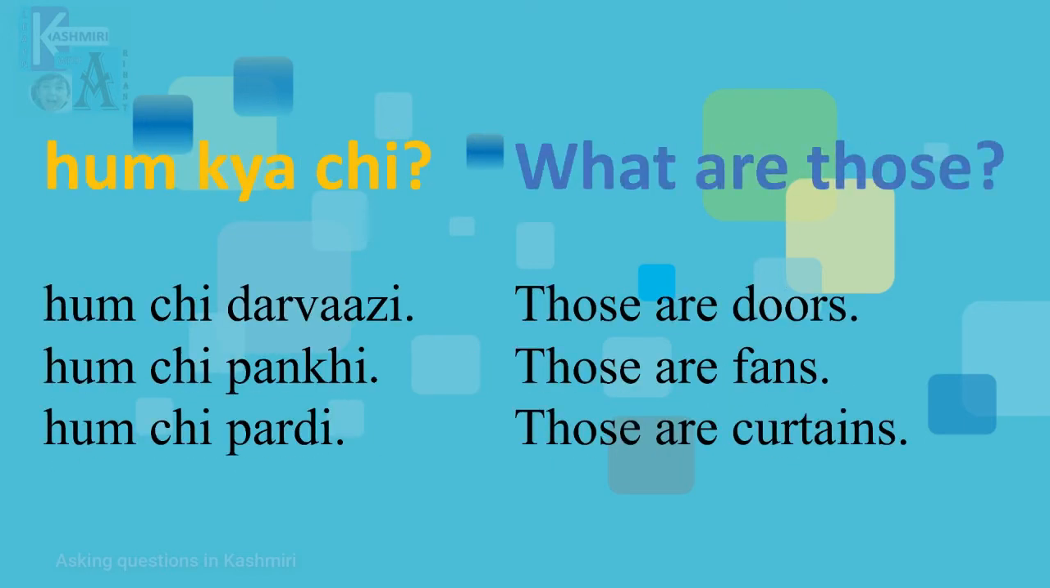What are those? Hum kya छ? Those are doors. Hum छ दरवाज़. Those are fans. Hum छ पंख. Those are curtains. Hum छ पर्द.